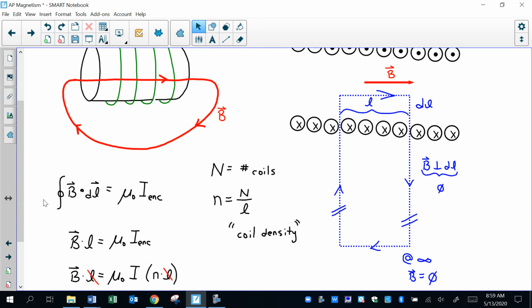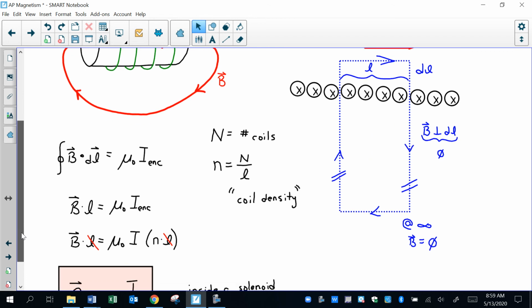So I come over here, I've got B times L. I already took care of the dot product and all the segments. I've got my mu naught times my enclosed current. Well, if I look, I've got 4, it's the same wire but it's coiled around. I've got 4 currents here. How would I show that?